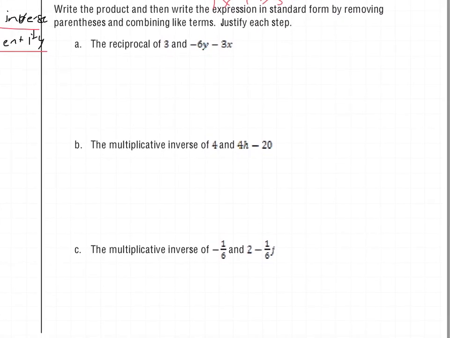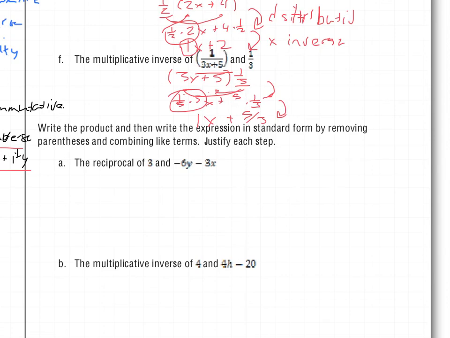So it wants us to write the product of each of these. I'll go ahead and do the first one, and then you'll finish the rest on your own. The reciprocal of 3, so the multiplicative inverse, and negative 6y. So we have the reciprocal of 3, so 1/3, times negative 6y plus negative 3x. Distribute that in.